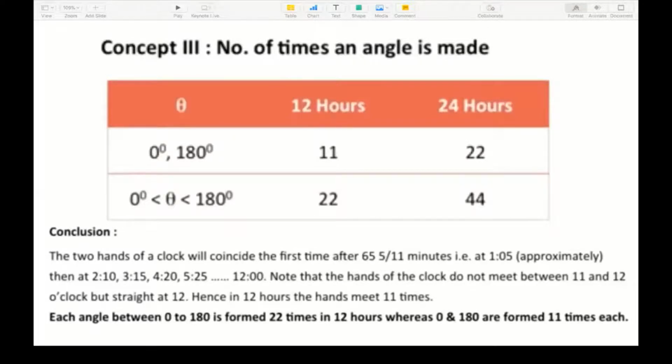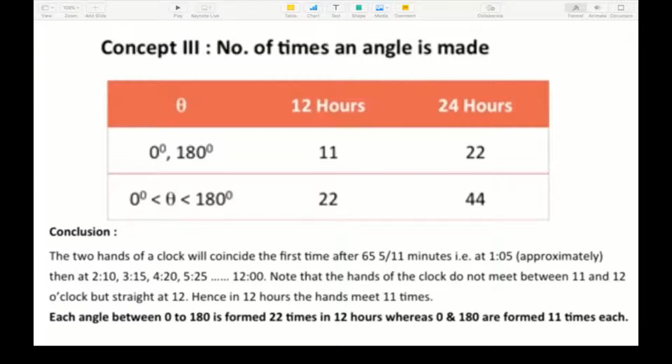Try to remember this box. What is this box saying? It is saying different values of theta, and in 12 hours, how many times does it repeat, how many times does it form that particular angle. So 0 degree means coinciding, 180 degree means opposite to each other. So when the question is simply asking you how many times in a day the hands of a clock coincide, your answer will be 22. You can see 22 in row 1.